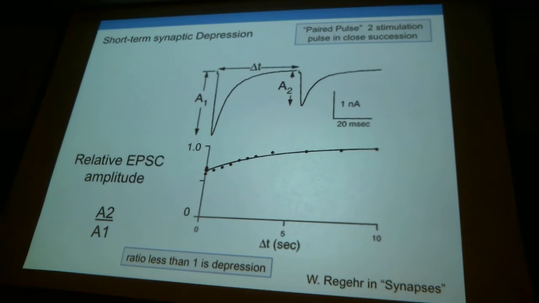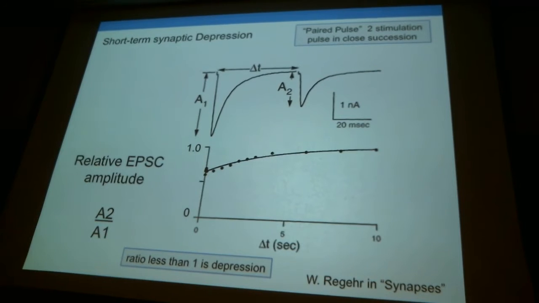Yes? I'm sorry, what does EPSC stand for? Oh, EPSC, excitatory postsynaptic current. Current, and that is potential. Right, so that's what you measure when you're in voltage clamp. You measure EPSC. In current clamp, you're measuring voltage and you get an EPSP. Thanks, sorry about that.